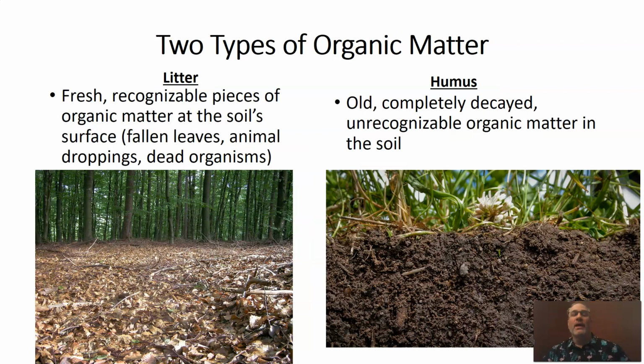So we have two types of organic matter that we're going to find in the soil. The first one, and I'm looking to the left, is called litter. Sometimes this is called surface litter. And surface litter is what you're used to seeing as you take a walk through the woods or the forest. And we're talking about these fresh, recognizable pieces of organic matter that's at the surface. Things like fallen leaves, animal droppings. You might run into even a dead organism, maybe a mouse or a bird that has passed and moved on. So any of those things that we find lying at the surface that are still recognizable, we say that those things are litter.